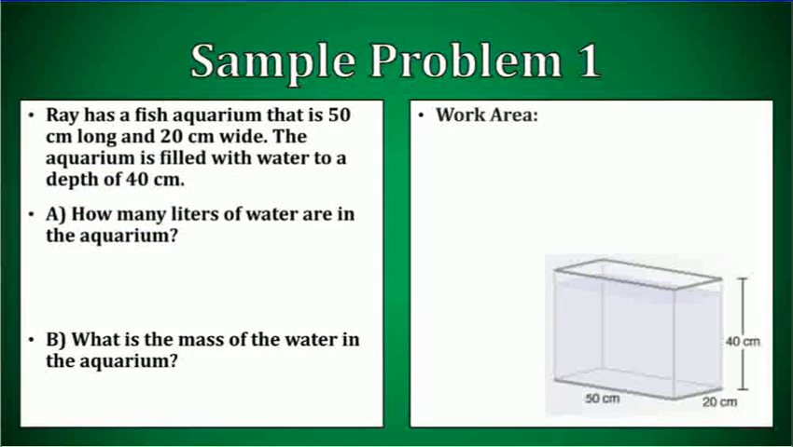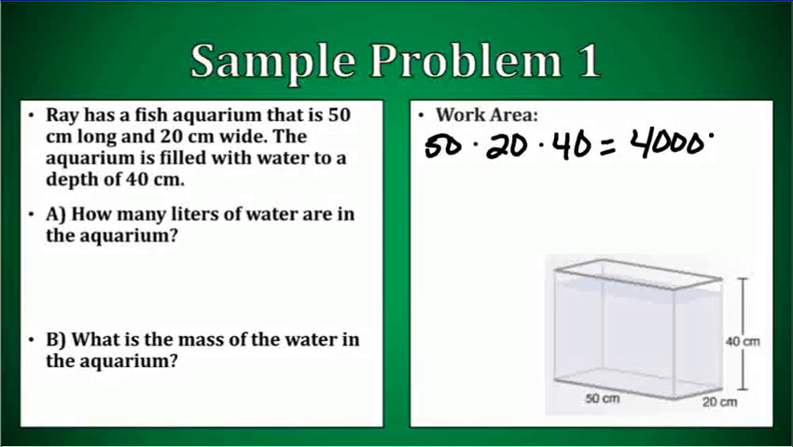So sample problem 1: Ray has a fish aquarium that is 50 centimeters long and 20 centimeters wide. The aquarium is filled with water to a depth of 40 centimeters. How many liters of water are in the aquarium? So down below to the right here, we have the picture of the aquarium. We would need to first find the volume. So 50 times 20 is 1,000, times 40, which would be 40,000. This would be 40,000 cubic centimeters.